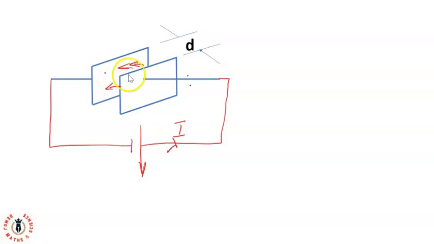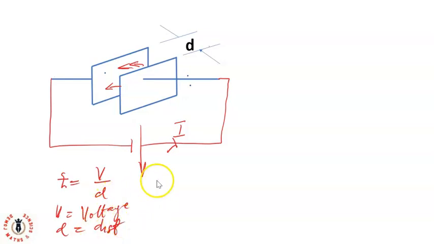Now, this electric field definitely has strength, and we can determine the strength of this electric field from E equals V over D. That means the electric field depends on V and D, where V is the voltage and D is the distance between the two plates.